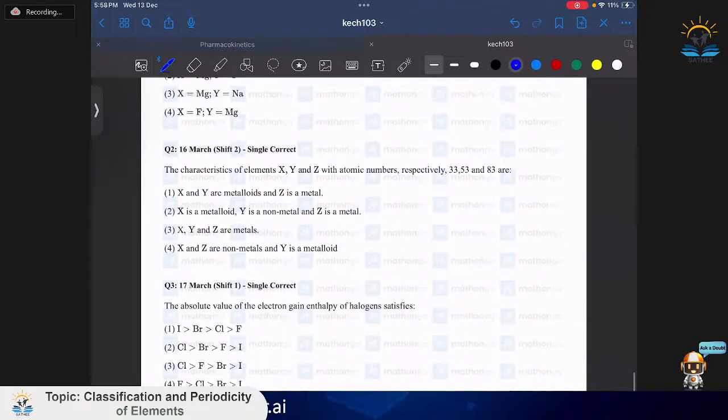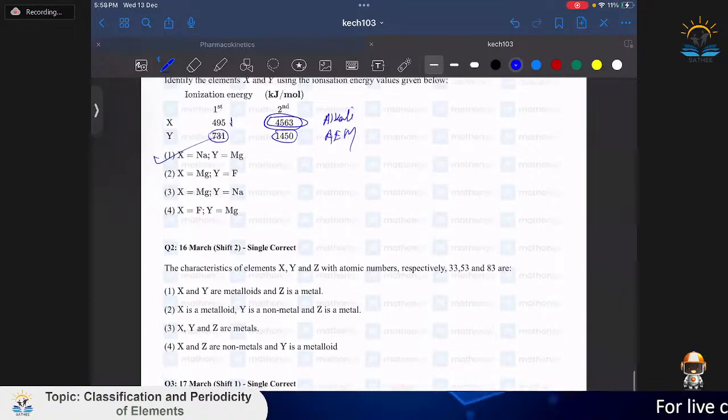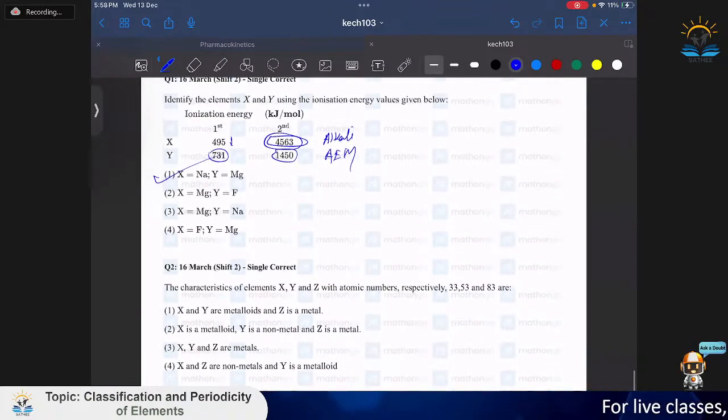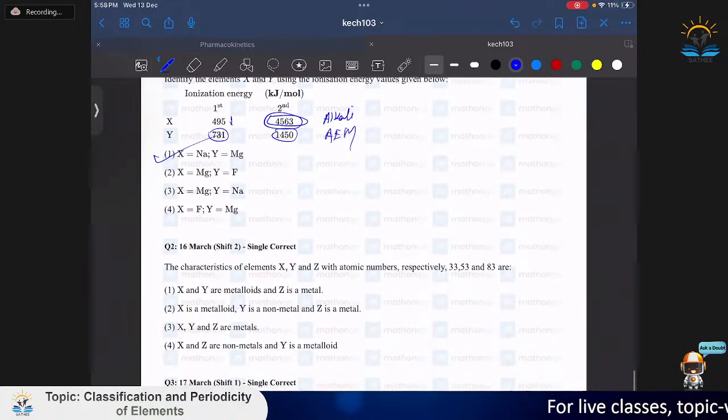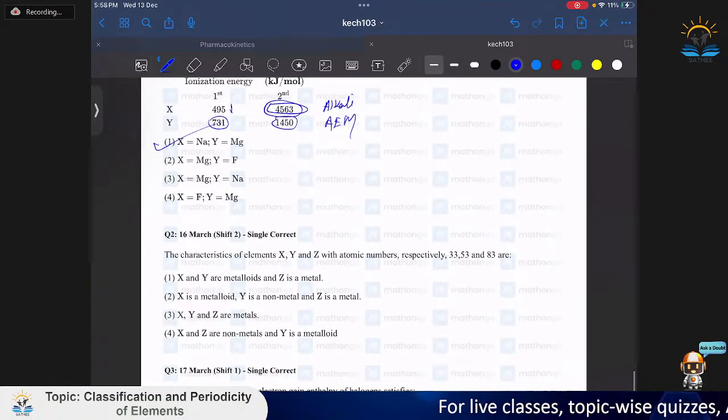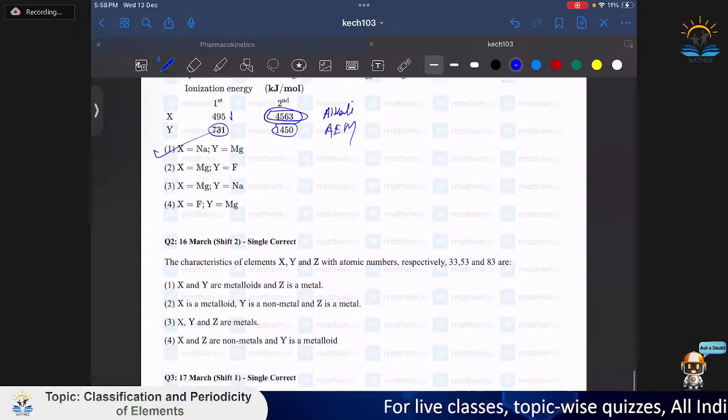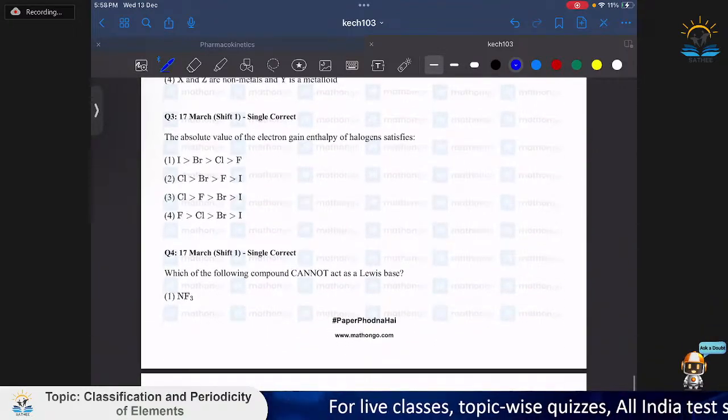Next, characteristics of elements X, Y, Z are, oh, okay, it's based on the previous question only. So X and Y are metalloids. Where is X, Y, Z here? There is no X, Y, Z. So we'll skip this question.